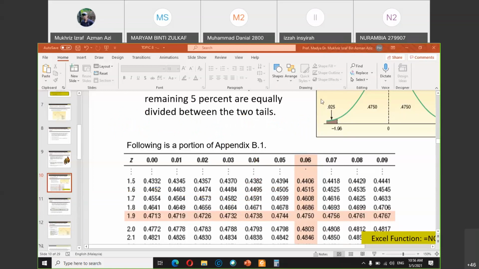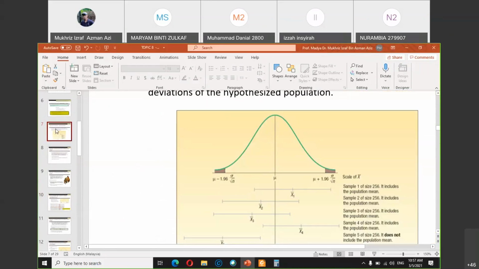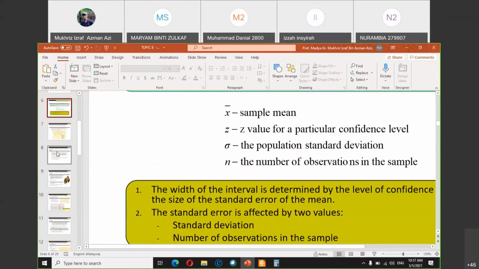So you can use the same principle for other confidence interval values. You take the value, divide by 2, and find the value closest to that. For example, just now 90% cut into 2 is 0.45, and the closest one is this one, 0.4495. So that value represents 1.64. So I hope you get this idea of the confidence interval concept.